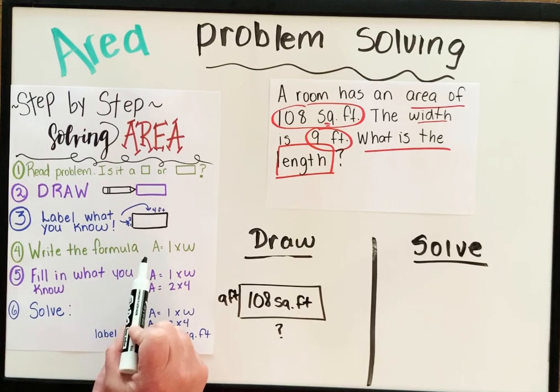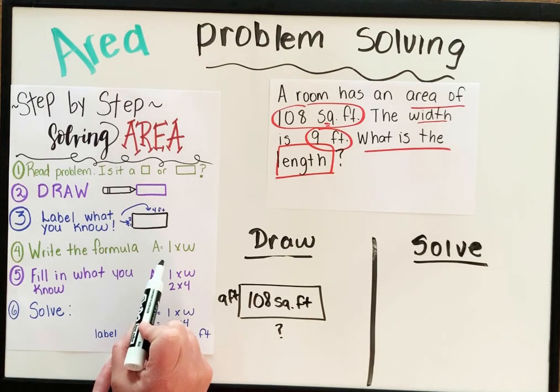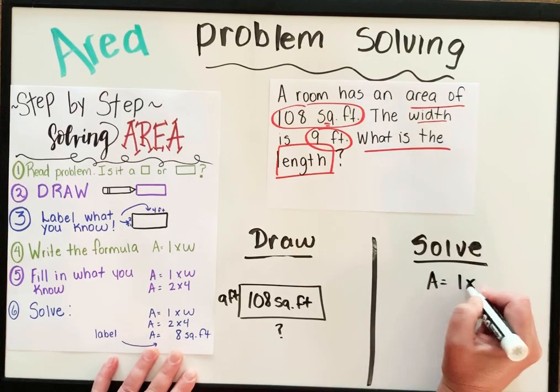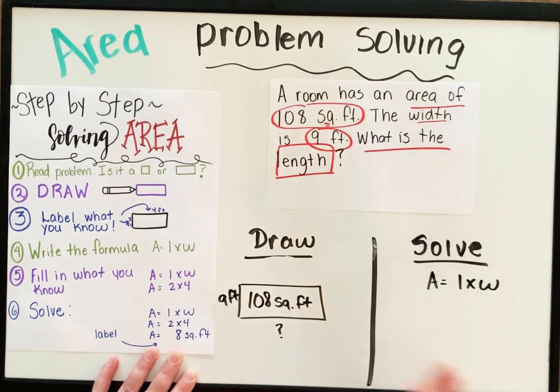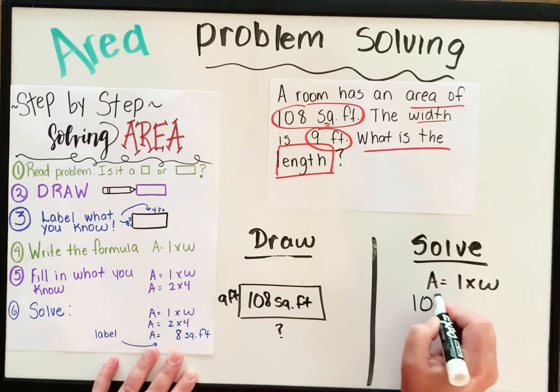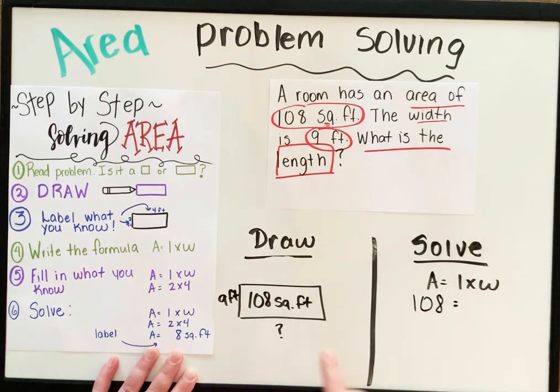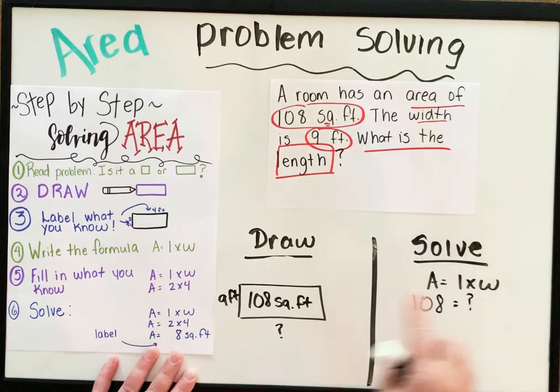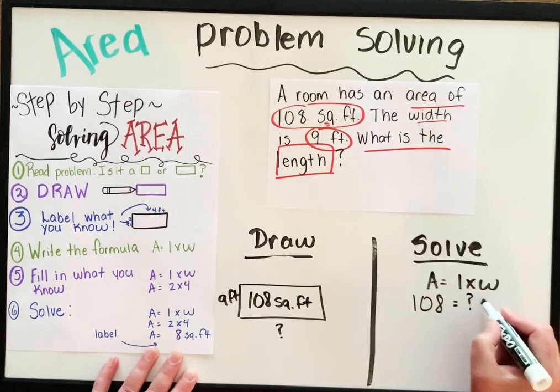Now I'm going to go on with my fourth step, and I'm going to write this formula down for area of a rectangle, and that is area equals length times width. Now I'm going to fill in what I know. Well, I know my area here. It's 108. I do not know my length. That is my question, but I'm going to go ahead and fill in my 9 for my width.